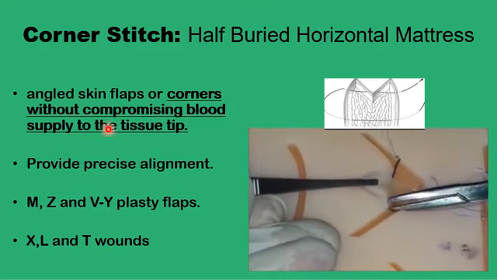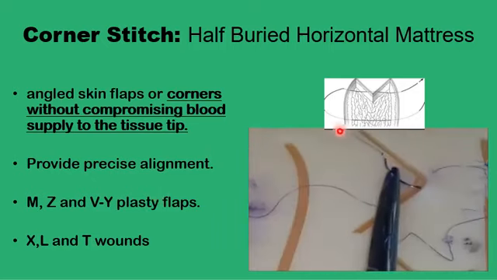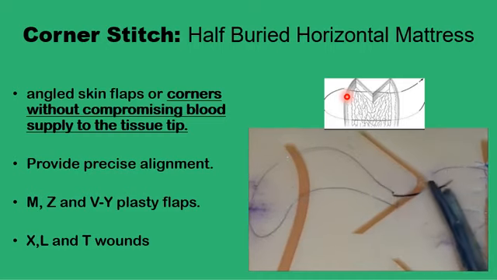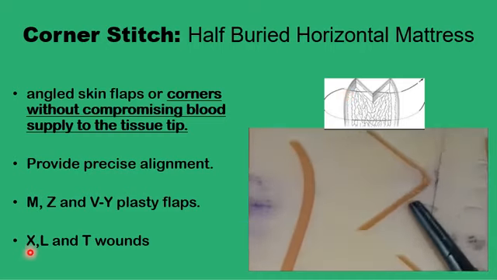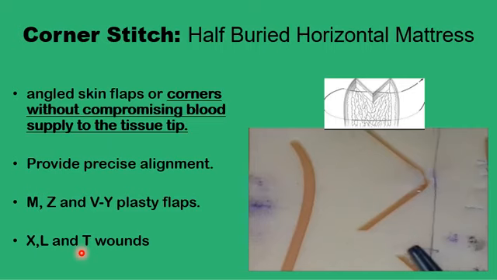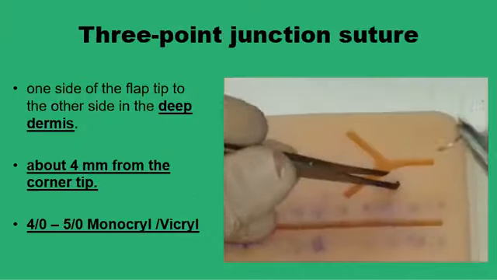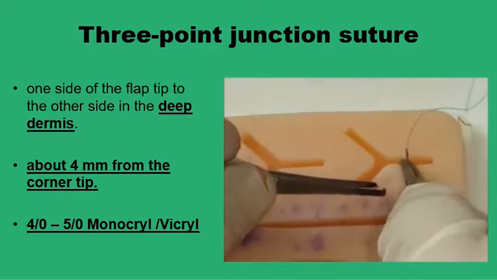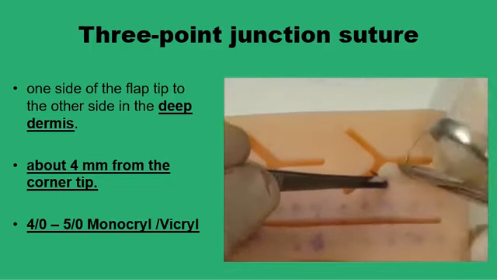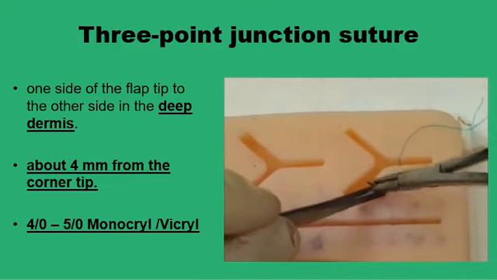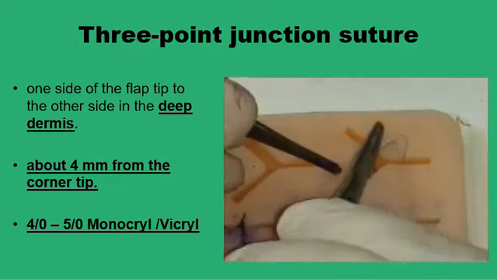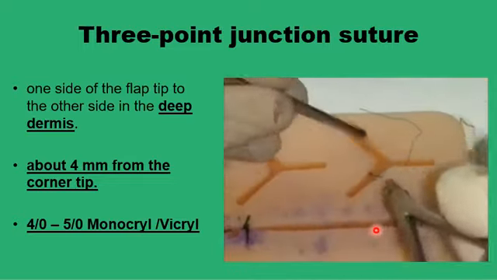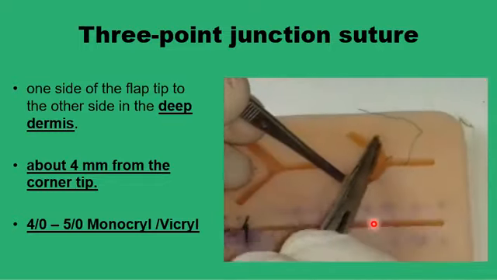And this will be useful in situations like an M-plasty, a Z-plasty, a V to Y plasty, or in wounds having shapes like an X or an L or a T, all with angles. The other suture is a 3-point junction suture. It can also be used for more than 3 points. It's basically, again, a subcuticular type of suture in the deep dermis without puncturing the surface of the skin, 4 millimeters from the tip of all the angles.